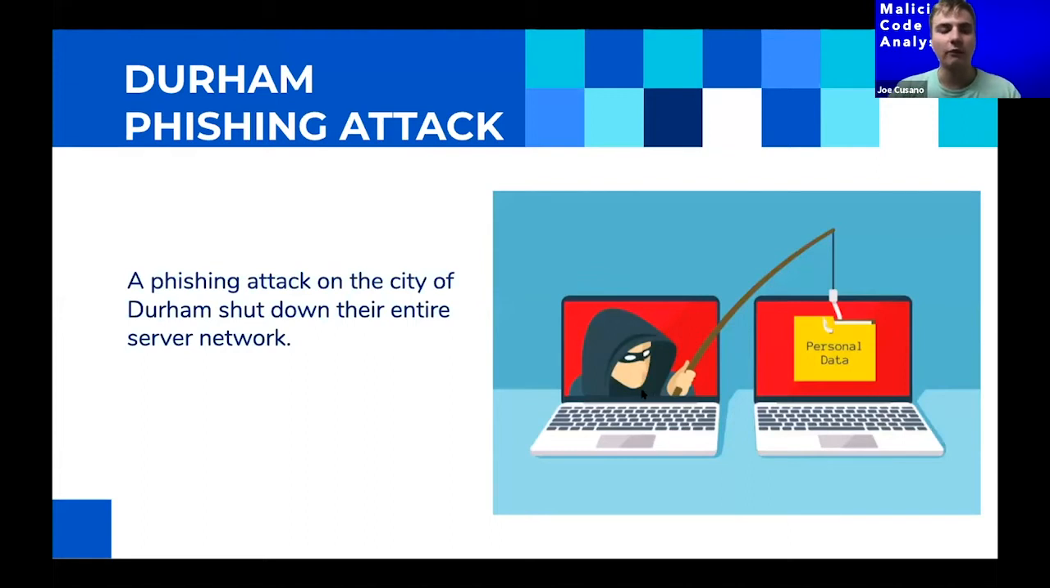Yeah, so a real life example of a suspicious email getting through is in the city of Durham. A phishing attack on the city shut down their entire server network because an employee opened a malicious file in an email, and it ended up spreading out through their whole network.